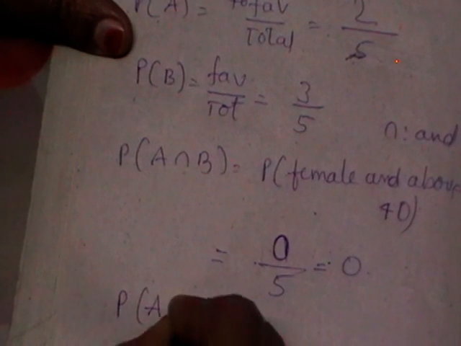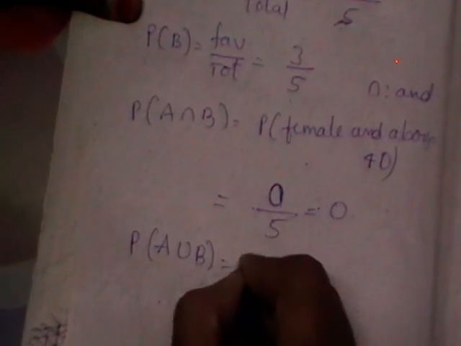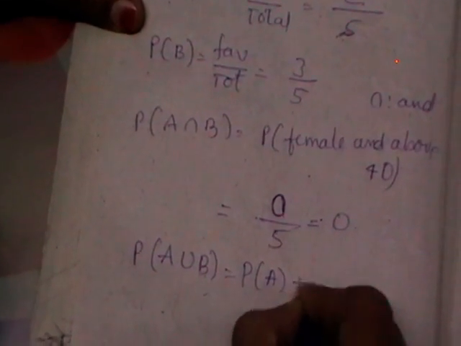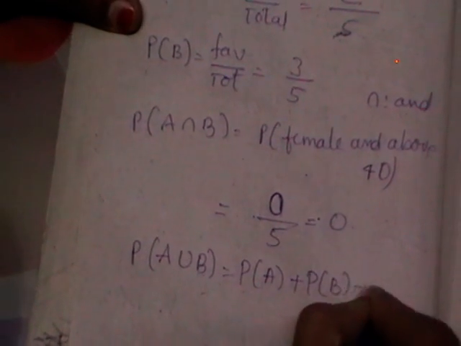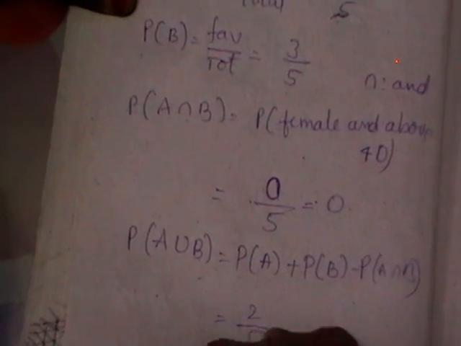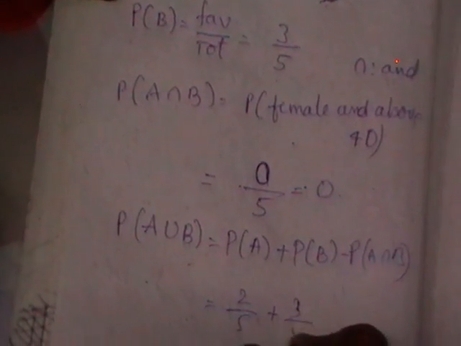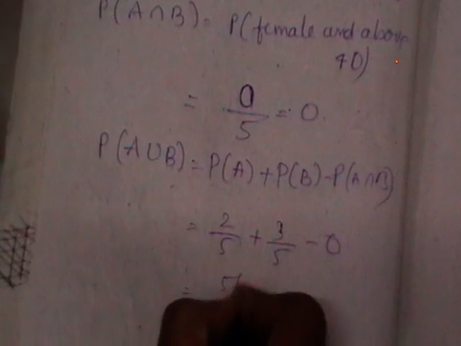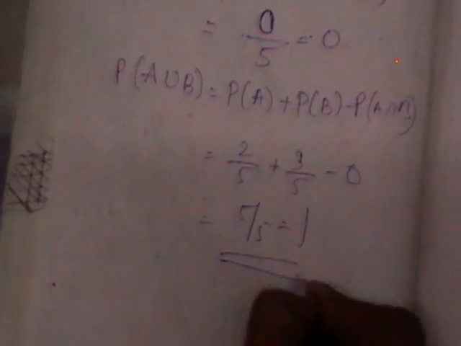So there is a correction in your textbook. Please look into that. P of A plus P of B minus P of A intersection B, which is nothing but 2 by 5 plus 3 by 5 minus 0, which is nothing but 5 by 5. Okay, this is the first problem here.